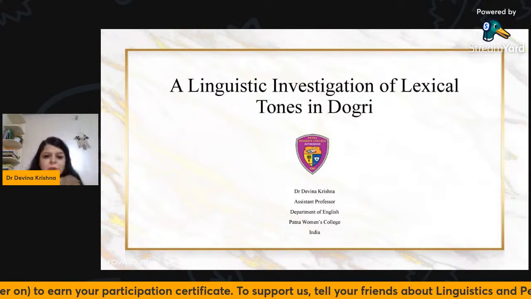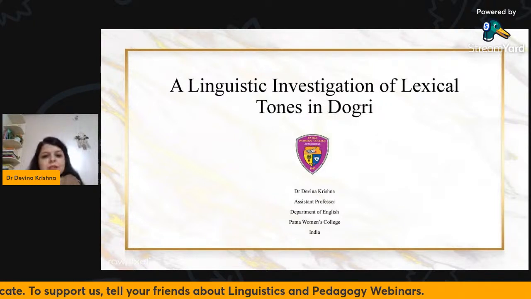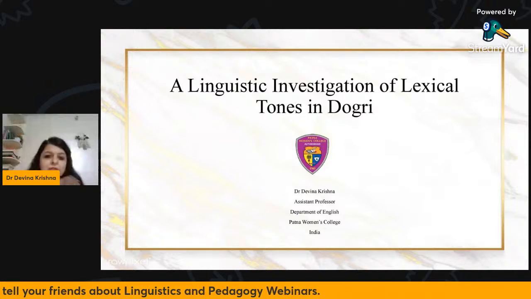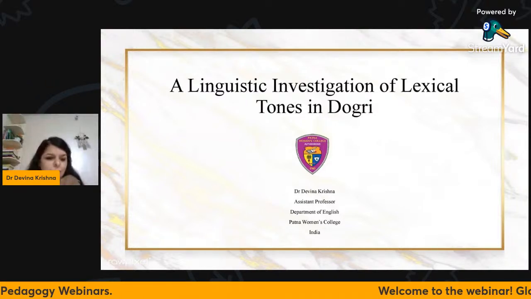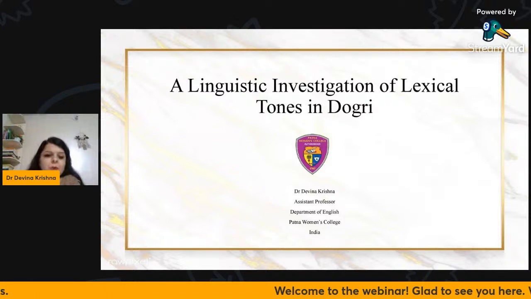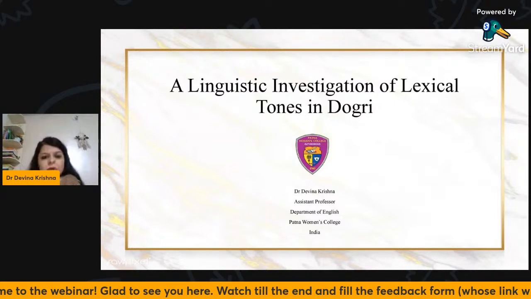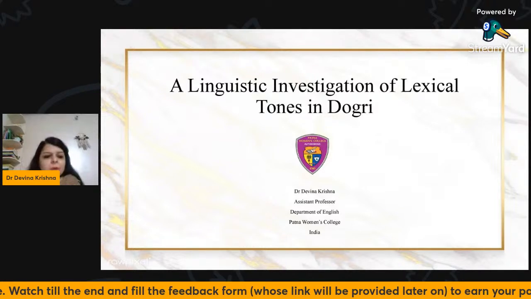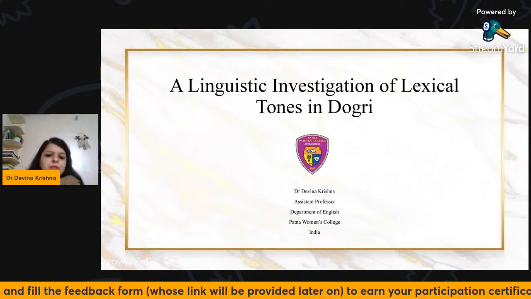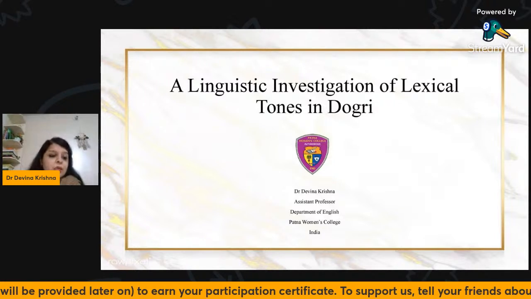So, Avais, I think I'll start with my presentation now. The present work deals with the topic, a linguistic investigation of lexical tones in Dogri. Now, there was this question, why not English? So, I'll tell you why I have chosen this topic. Dogri is a language which is spoken in, of course, India, in parts of Jammu and in parts of Himachal Pradesh and some parts of Punjab. And well, as I told you, a lot of languages in India are facing endangerment, and some of the languages are in a vulnerable state.